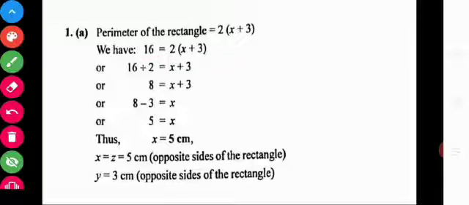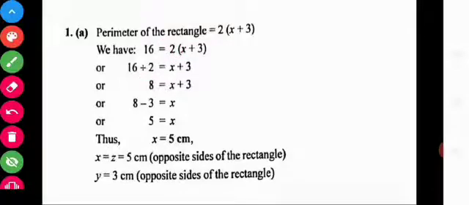Listen carefully children. This 2 is in multiplication. Yes or no children? Yes. This multiplication, when it moves across the equal sign, that sign will be changed to the opposite sign. So this multiply will change into division. So 16 divided by 2 is equal to X plus 3.